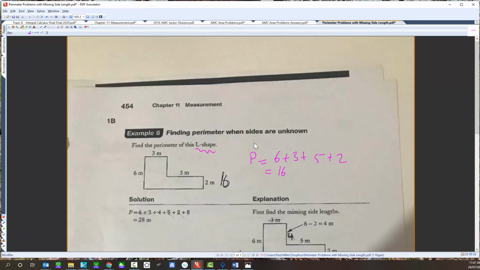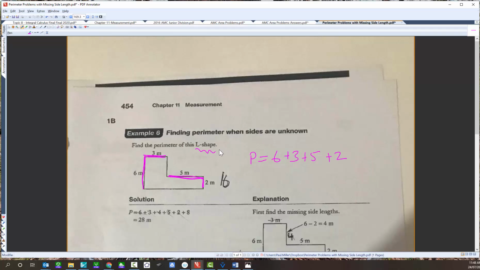I think a great way of doing these problems is that you actually grab a fluoro marker or a texta or a highlighter, and when you add a side length into this calculation, you actually highlight the side that you're putting in. So I'm going to put in 6 first of all, and I'm going to highlight that side. Then I'm going to put in 3, and I highlight that side. Then I'm going to put in 5, and I'm going to highlight that side. Then put in 2, and I'm going to highlight that side.